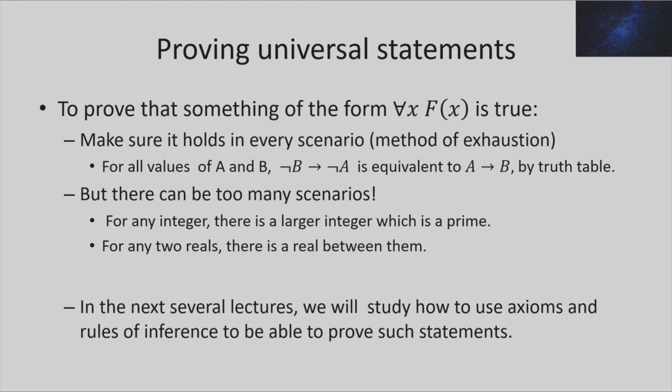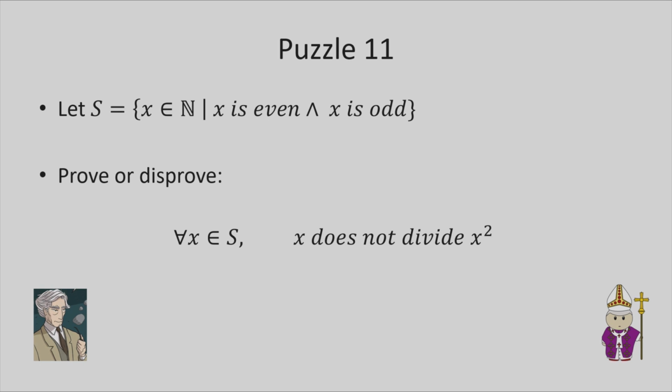So before we go there, consider the following puzzle. Let's define the set S to be all natural numbers that are both even and odd. Now, is this true or is it false, that for every x in the set S, x does not divide x squared? Do you think this statement is true? If so, how would you prove it? Do you think the statement is false? If so, how would you disprove it? So think about it for next time.